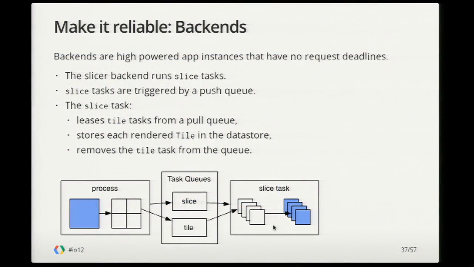In the diagram at the bottom, we see that the slice push queue is triggering the task as a whole, and then the task is taking tiles out of the tile pool queue and turning them into rendered tiles.